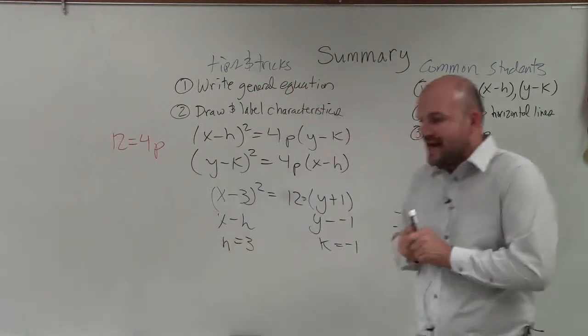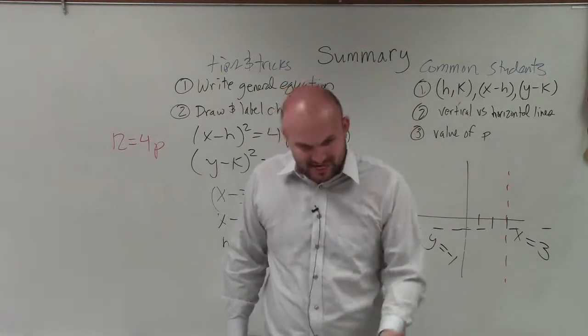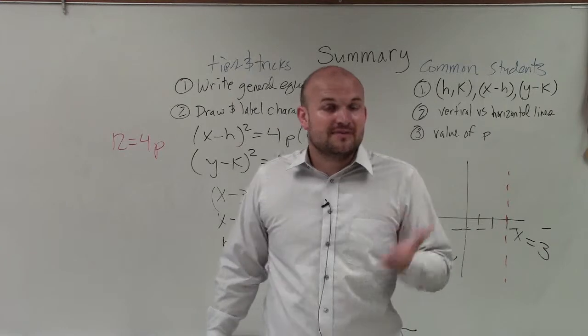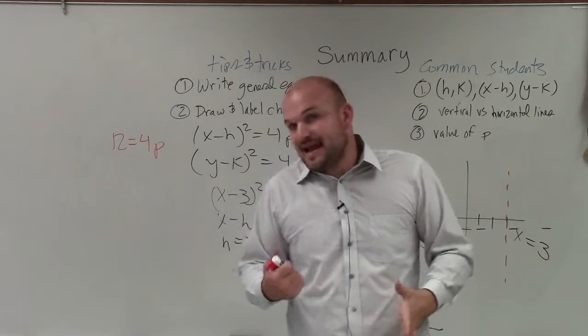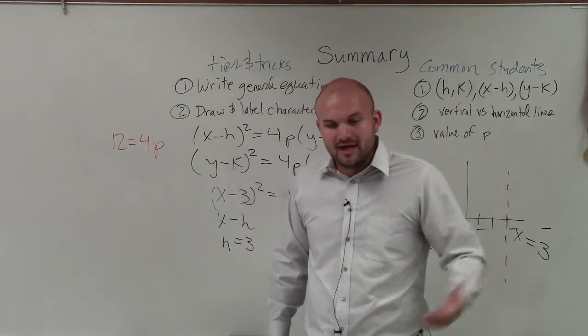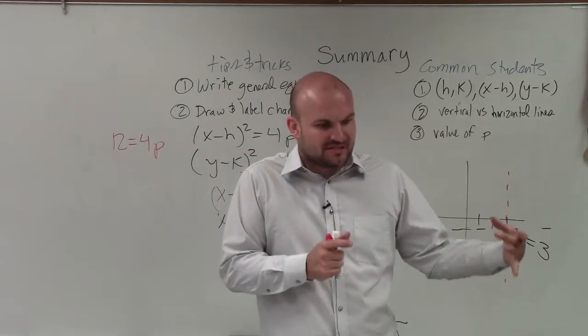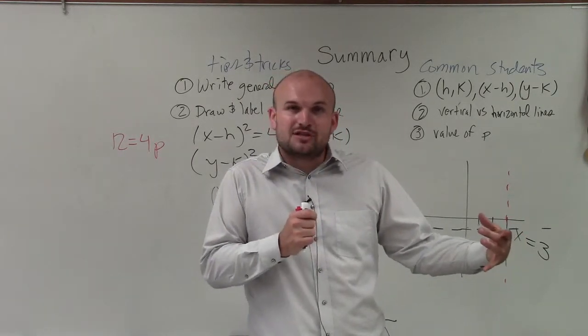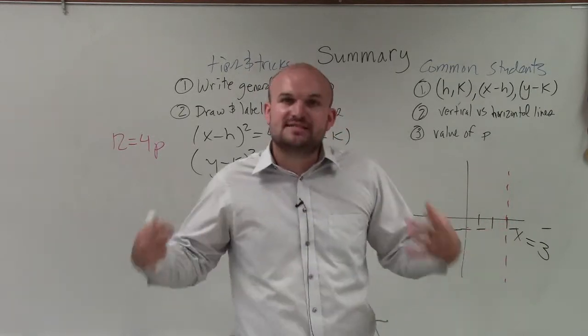And just remember that p is the distance from the center to the vertex. And if p is positive, then you go up or you go to the right, depending on the axis of symmetry. If it's negative, you're going to go down or to the left, again, depending on the axis of symmetry. But remember that, let's say you go to the right because p is positive. To find the directrix, though, you're still going to go that value of p just in the opposite direction.